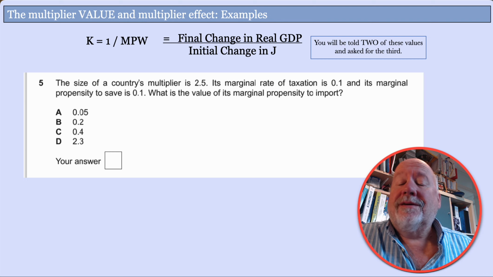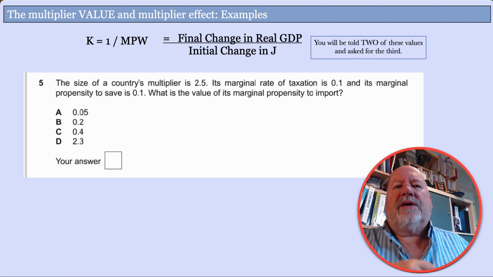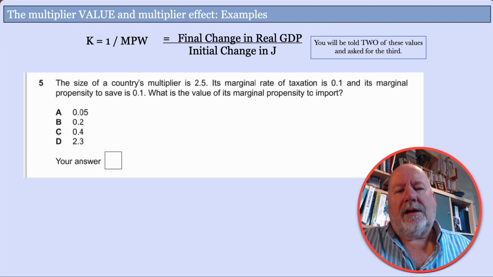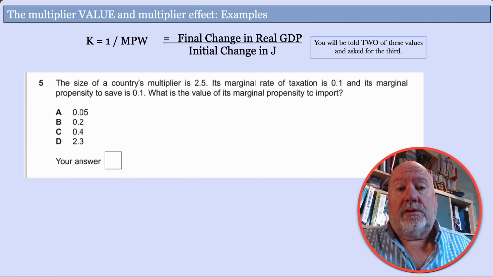So again, hopefully that's helpful when it comes to these odd little questions about the value of the multiplier and how you work out the increase in real GDP or injections or MPW by just looking at those 2 equations. Really important that you know there's 2 equations.